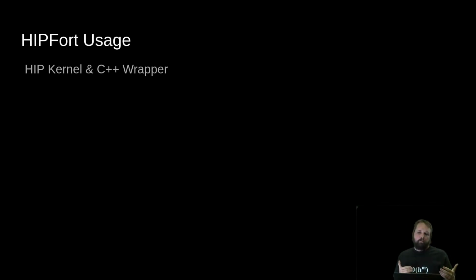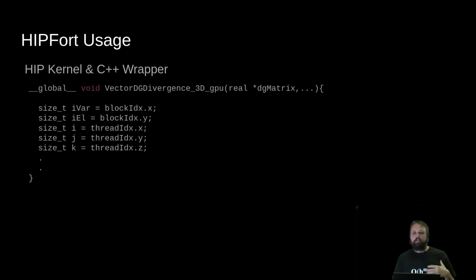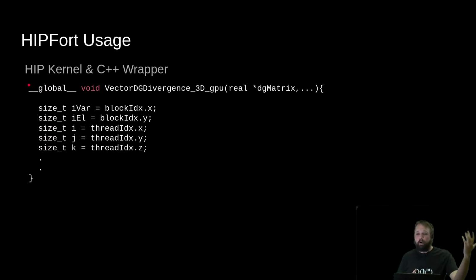I'm going to walk you through some of the basic ingredients that were necessary to have HIPFort usable in SELF. At the bottom layer, you have to write a kernel in C++. Or if you've written CUDA kernels before, you can leverage those just fine; the HIPCC compiler will interpret them. At the bottom end you have a kernel that's a global type kernel, meaning it can be called from the CPU to run on the GPU. That specifies the instructions that need to be run on the GPU.